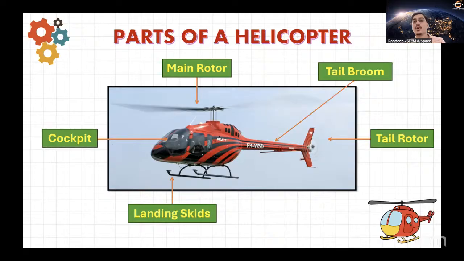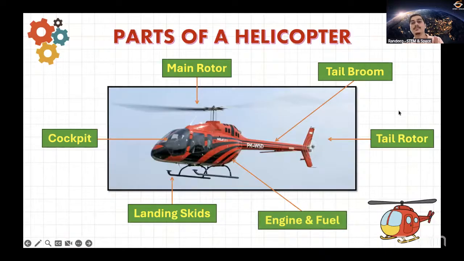And of course, there is this long tail-like structure, which is known as the tail boom. Along with that, the belly portion of this helicopter is actually the container which contains the engine and the fuel. So the engine and the fuel are present in this belly portion, while the tail boom contains some more controls, some more wiring, and the entire machinery which makes it possible for the helicopter to fly. So I hope that gives you a clear idea about the different parts of a helicopter.